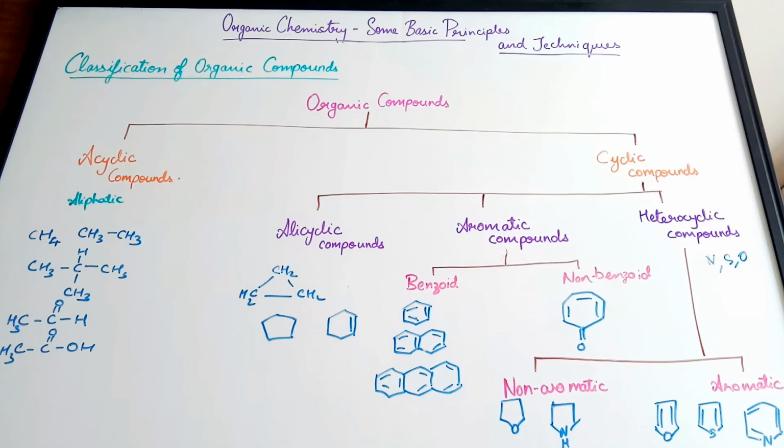Heterocyclic compounds consist of not just carbon atoms. In the ring you will have both carbon as well as another type of atom. It could be a nitrogen, a sulfur, or an oxygen. They are further classified into non-aromatic and aromatic. With that, we finish the class, the basic idea behind the classification of organic compounds. In the next video, we will be discussing functional groups and their names as well as the homologous series.